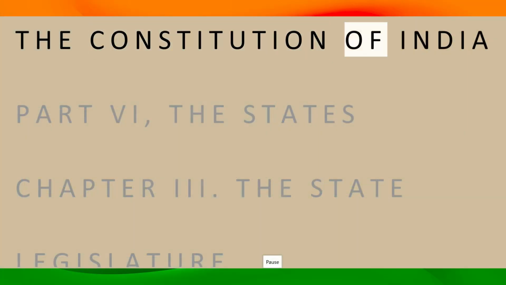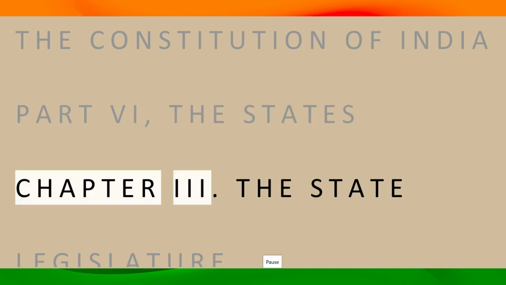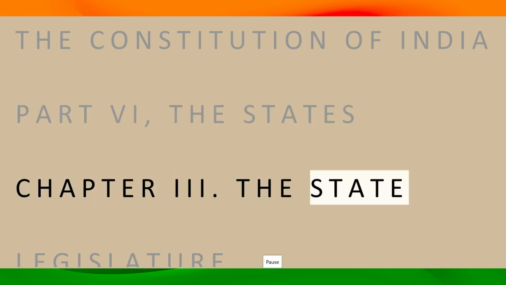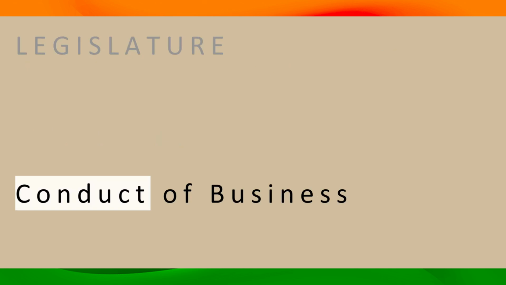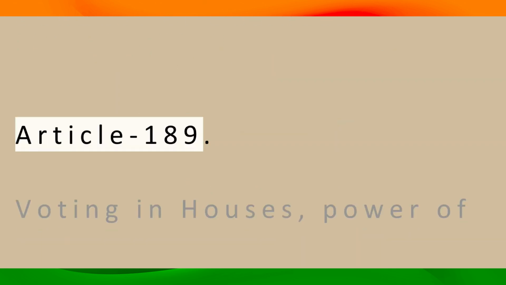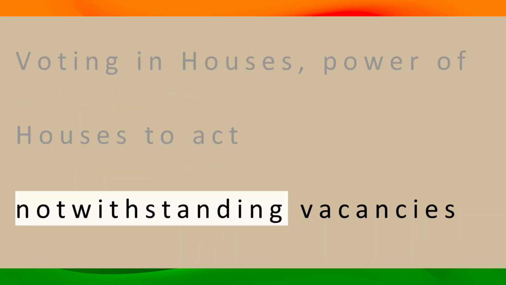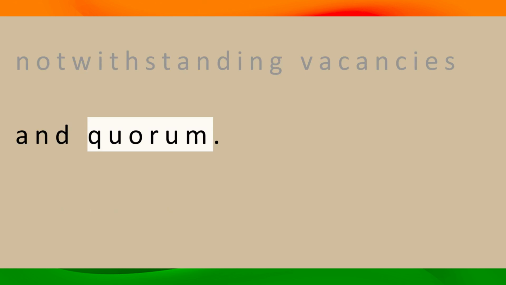The Constitution of India. Part 6. The States. Chapter 3. The State Legislature. Conduct of Business. Article 189. Voting in Houses, power of Houses to act notwithstanding vacancies and quorum.